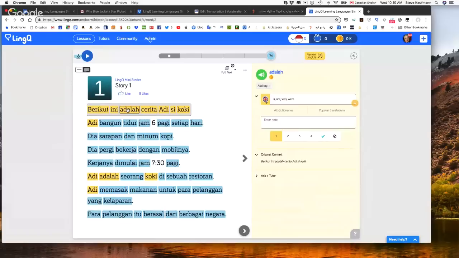It's just the beginning of trying to discover this language. I can listen to it. Berikut ini adalah cerita Adi si Koki. Cerita 1A.